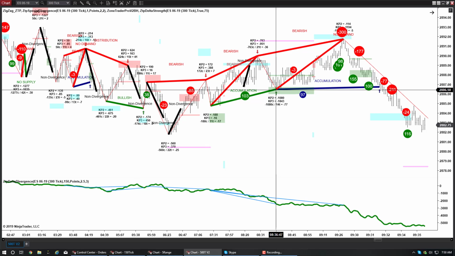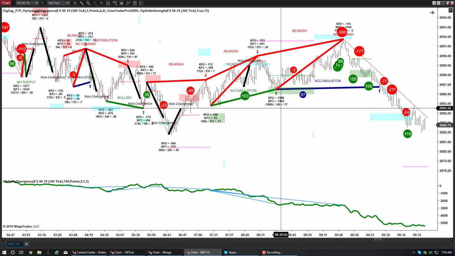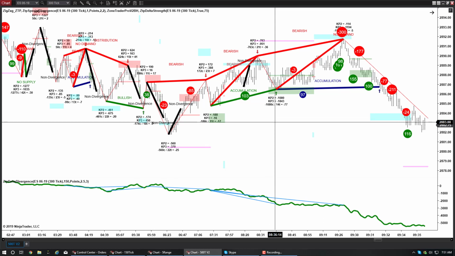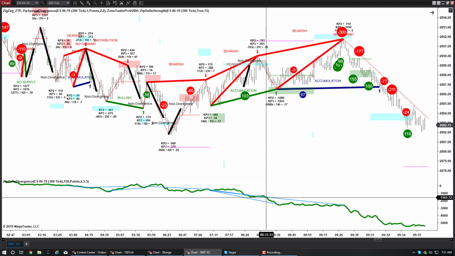Now, I'm going to show another example of this. What you really need to be worried about in an accumulation or distribution trade is what the cumulative delta down here is showing us.